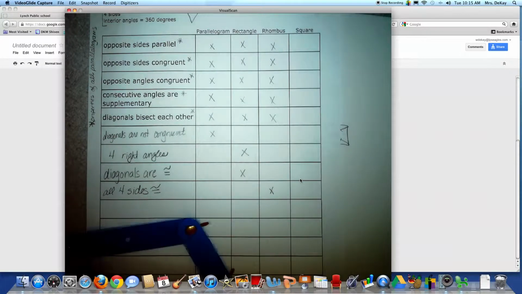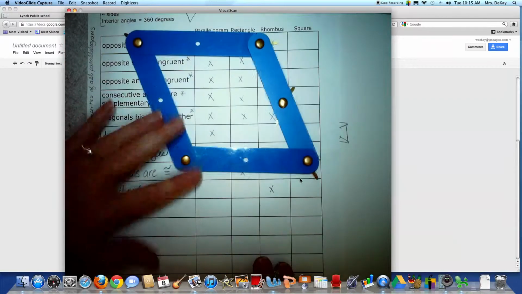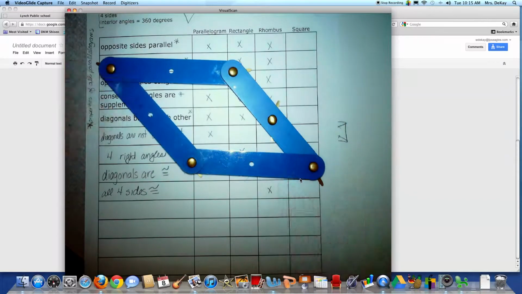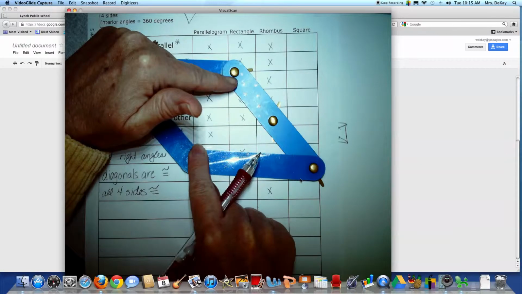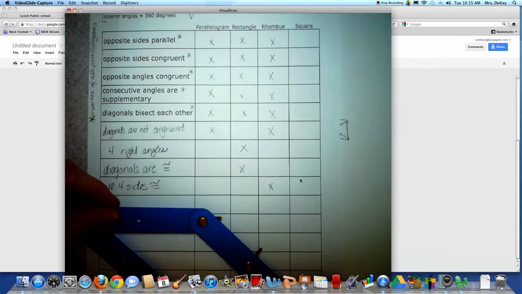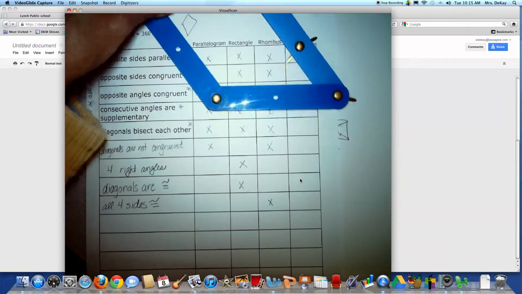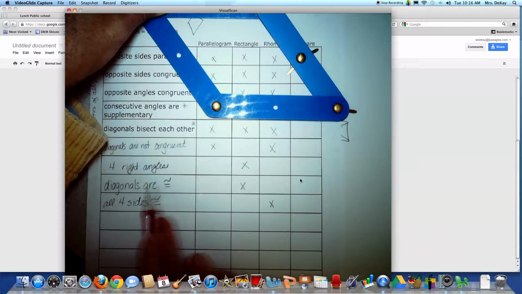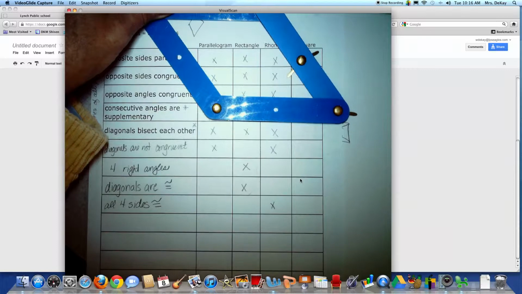Okay. How about this? What about the diagonals? Are the diagonals congruent or not congruent? No. I can do it like this and you can actually see better. This diagonal is going to be a lot longer than this one, isn't it? So the diagonals are not congruent in a rhombus. Does a rhombus have 4 right angles? No, a rhombus doesn't have 4 right angles. The diagonals are congruent, we're not going to mark that, but all 4 sides are the same. Okay?